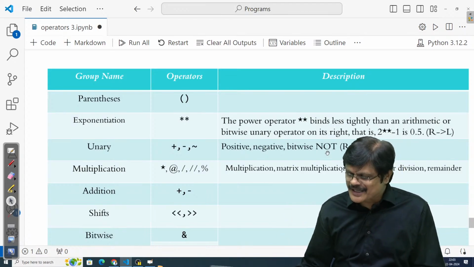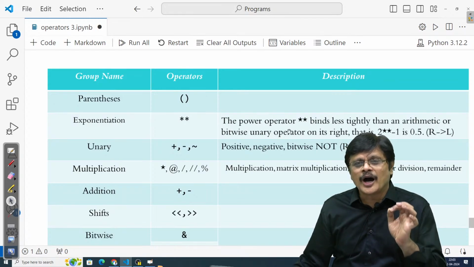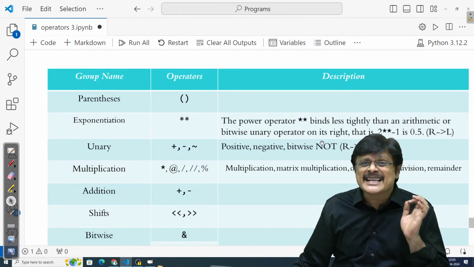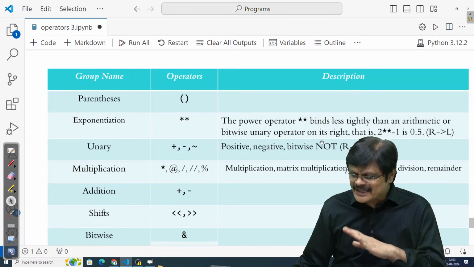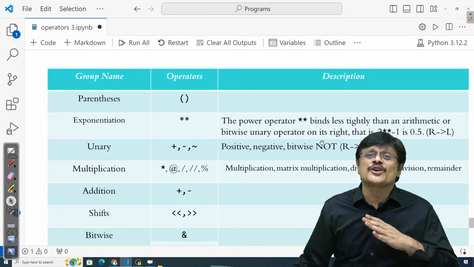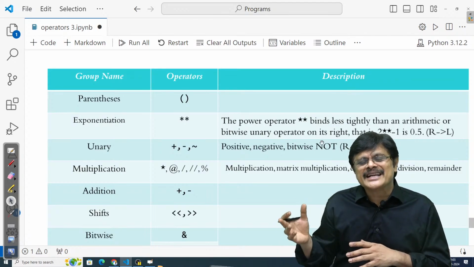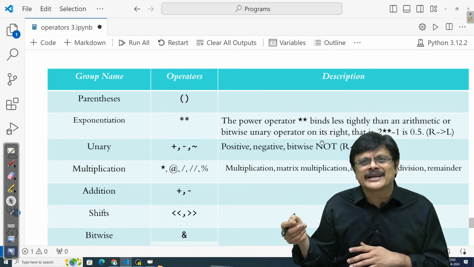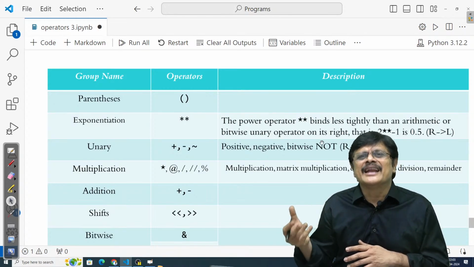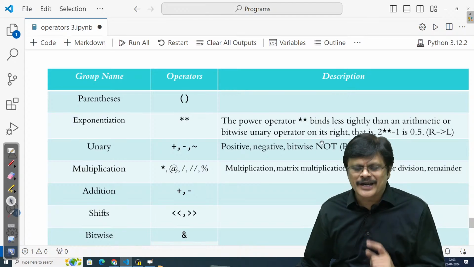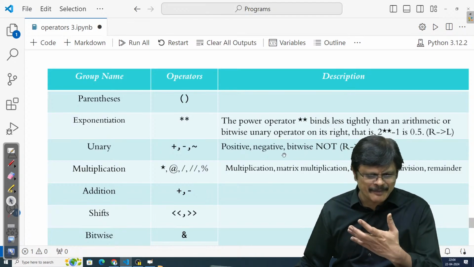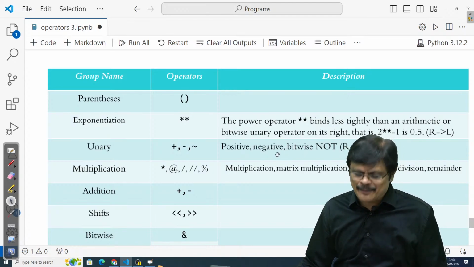So let us try to understand, sir. The power operator binds less tightly than the arithmetic or bitwise unary operators on its right. So on the right side, if you have unary operators, the binding is less for the power operator. This is very interesting, so separately I'll take examples and explain.